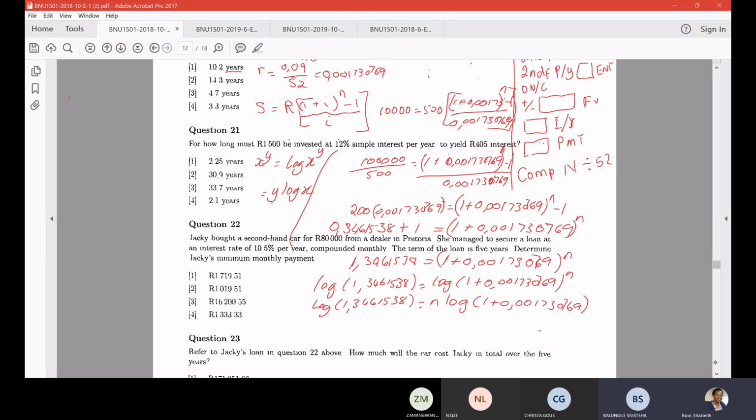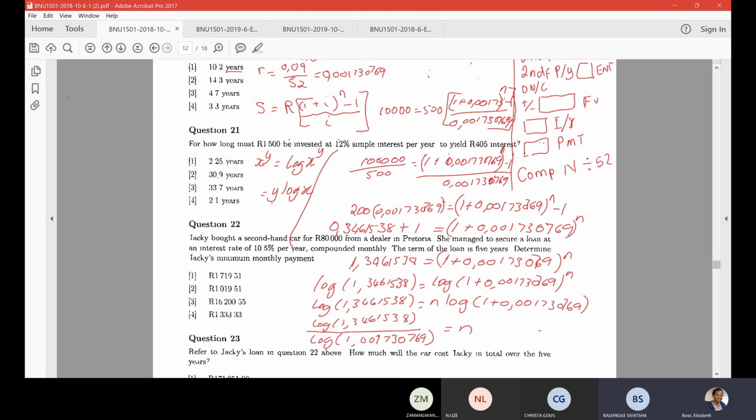1.3461538. And now we can divide this side by the log of 1 plus 0.0173, which is equal to 1.00173069. So we can also say log of 1.3461538 divided by the log of 1.00173069 equals n.